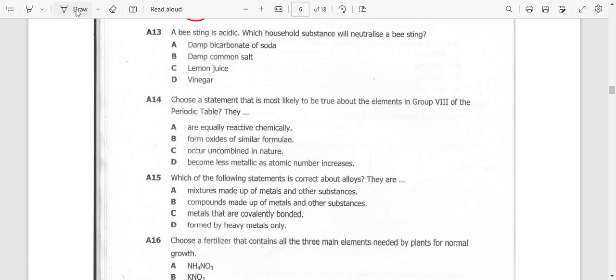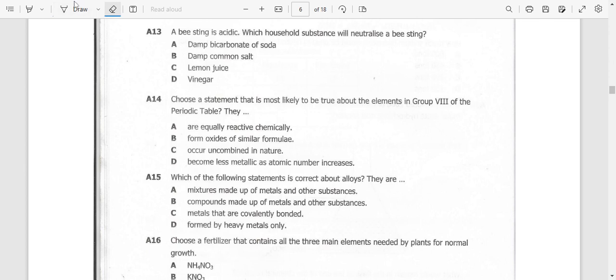So let's consider 13. A bee sting is acidic. Which household substance would neutralize a bee sting? Now, remember a bee sting is acidic. So the thing that you are looking for to neutralize a bee sting should be basic. Now, of these, which one is basic? Bicarbonate soda. Is soda basic or acidic?